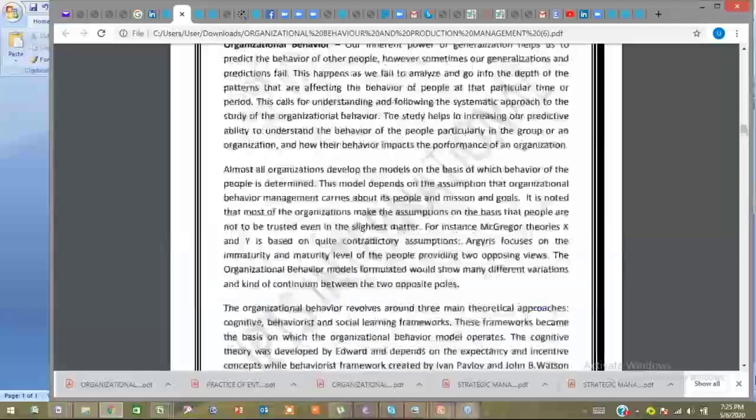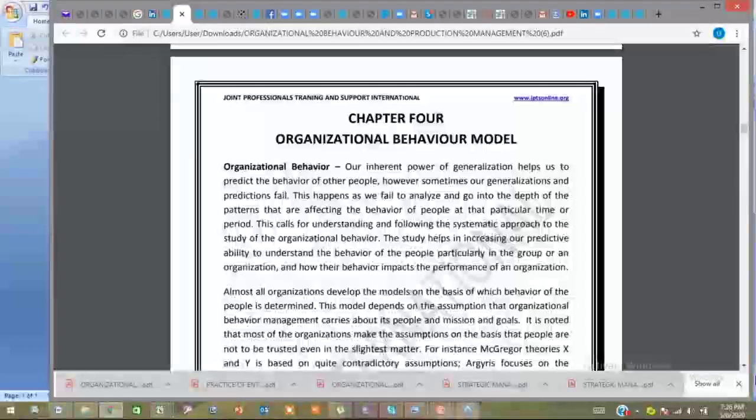So let's look at organizational behavior model, chapter 4. Organizational behavior: our inherent power of generalization helps us to predict the behavior of other people. When you hear the word inherent, it means it's more of a cognitive ability that is deposited internally. However, sometimes our generalization and prediction fails. You see now, the outward concept of wanting to generalize human behavior most times fails.